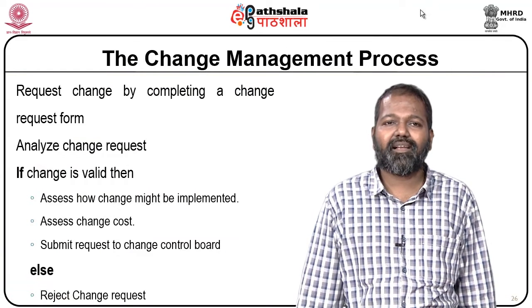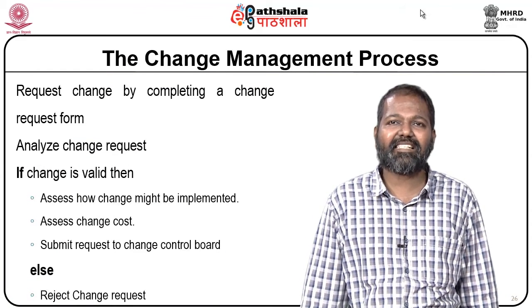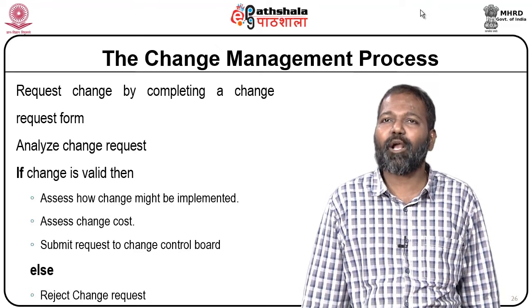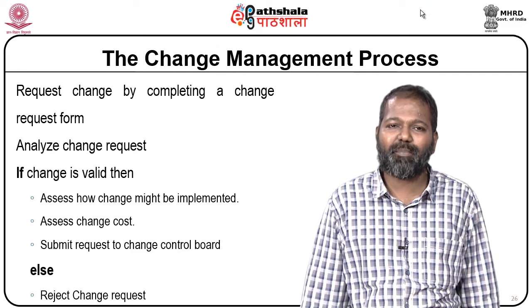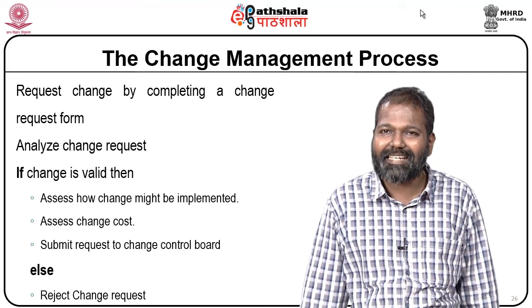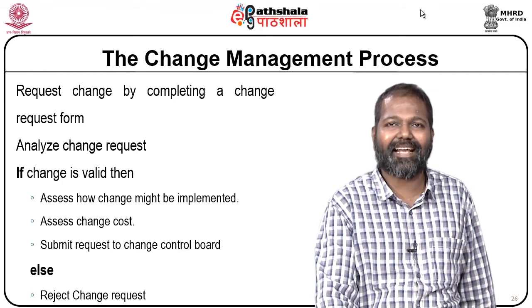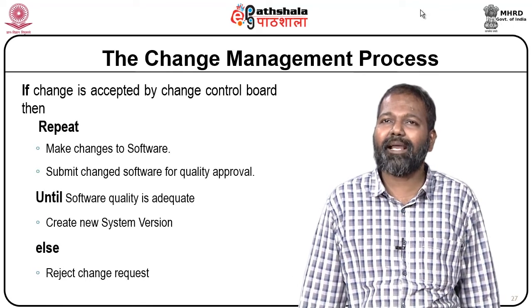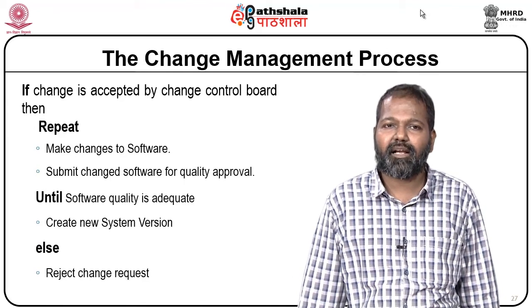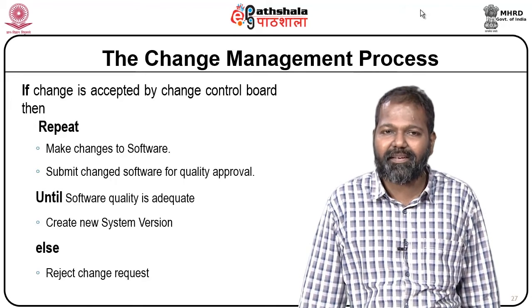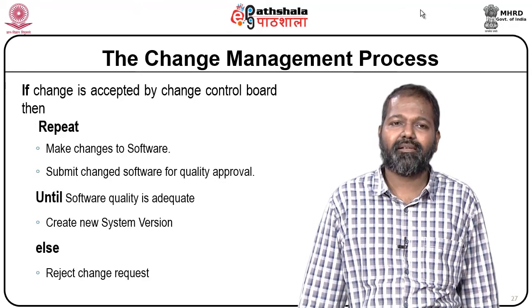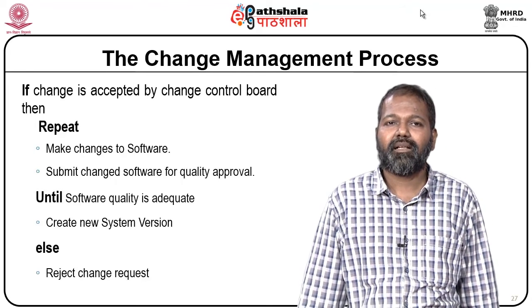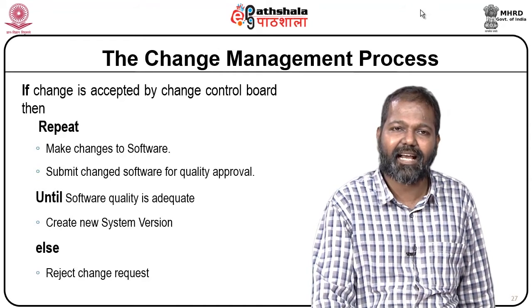The change management process requests change by completing a change request form. Analyze change request. If change is valid, then assess how change might be implemented. Assess change cost. Submit request to change control board, else reject change request. If change is accepted by change control board, then repeat: make changes to software, submit changed software for quality approval, until software quality is adequate. Create new system version. If the change is not accepted, reject the change request.